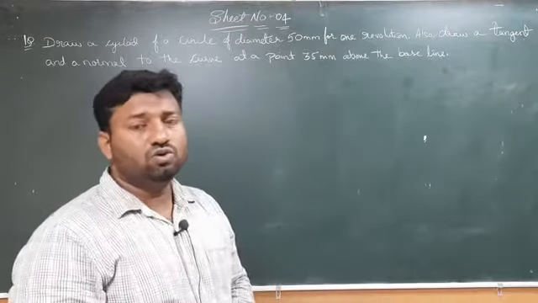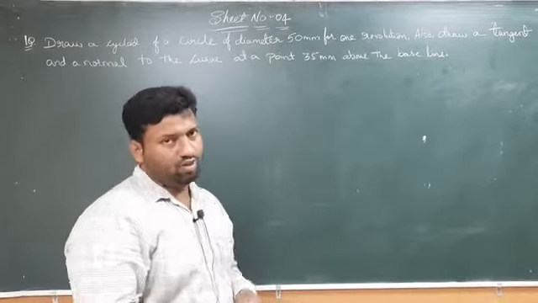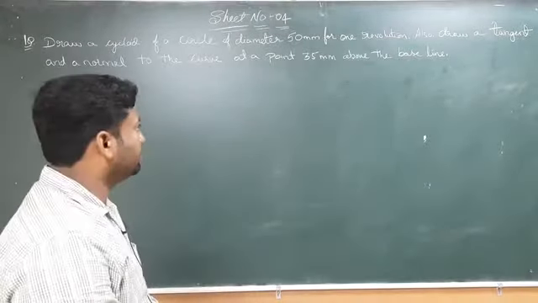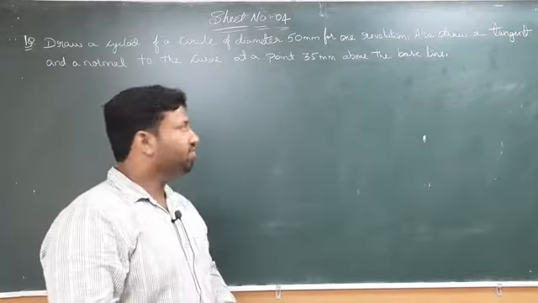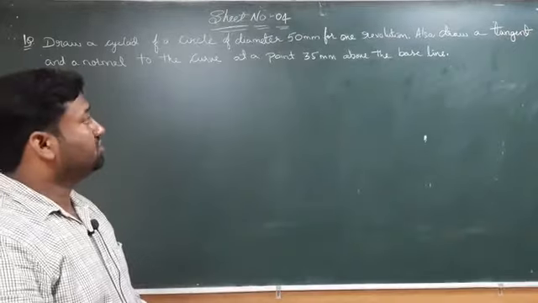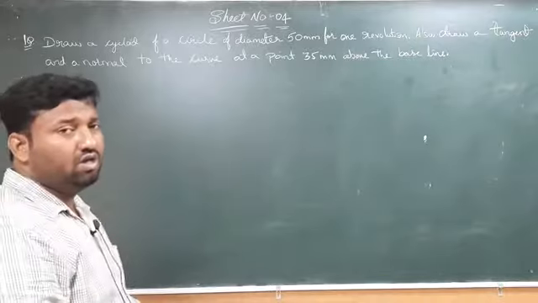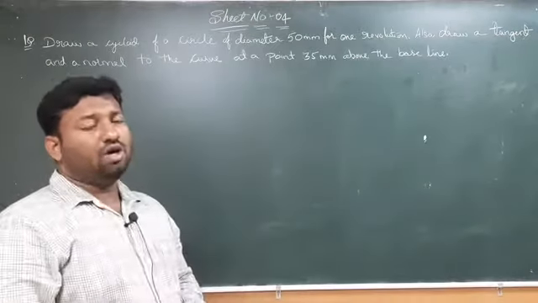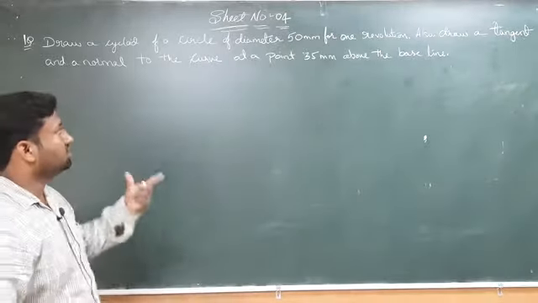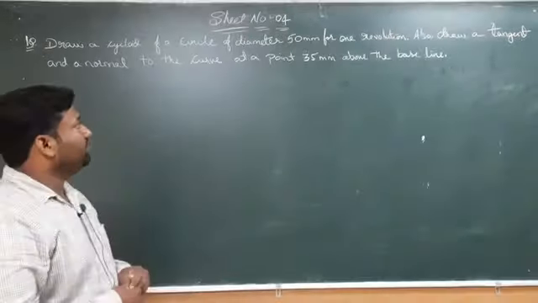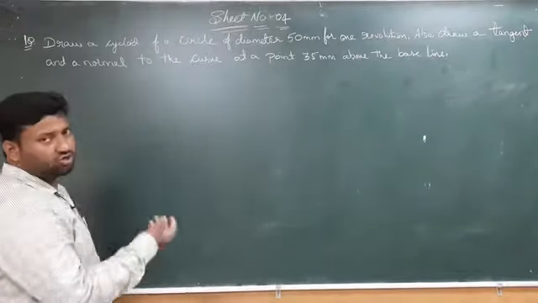Now we have to draw a diagram by solving the problem. So what is the problem here? We have to draw a cycloid of a circle of diameter 50 mm for one revolution, and also draw a tangent and a normal to the curve at a point 35 mm above the baseline. In the problem the diameter of the circle is given as 50 mm. So let us draw the diagram.